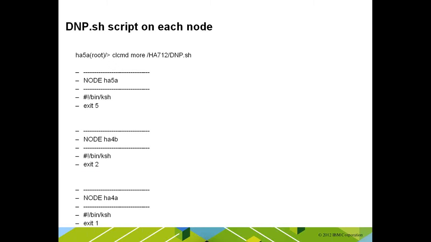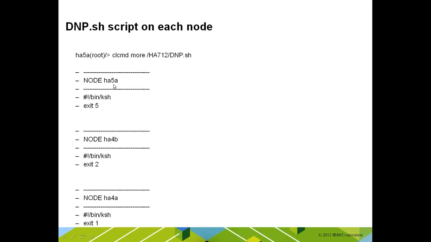So here is my DNP script. It's a very simple script that exists on each node in the cluster. Now, technically, I probably don't have to have one on 4A for the demo, but I have it on each system anyway. And you can see for 4B, it has an exit 2, and for 5A, it has an exit 5. Now, it could be a 3, really anything greater than 2.